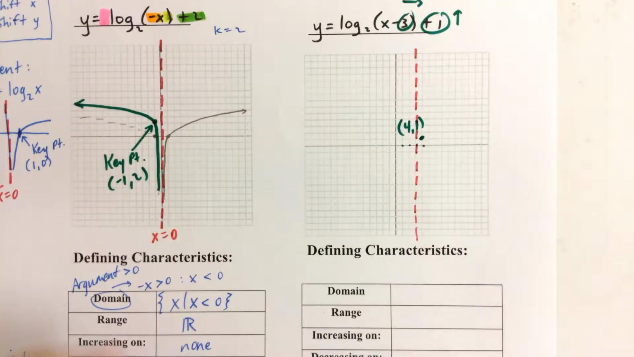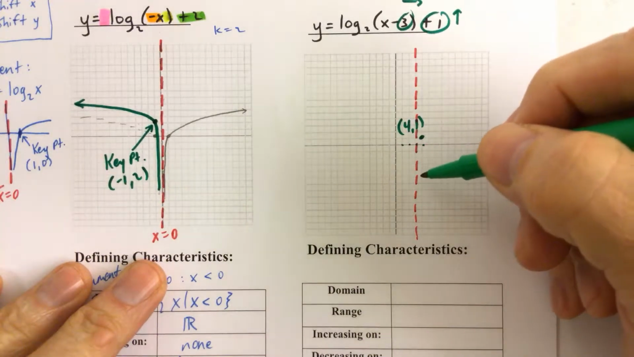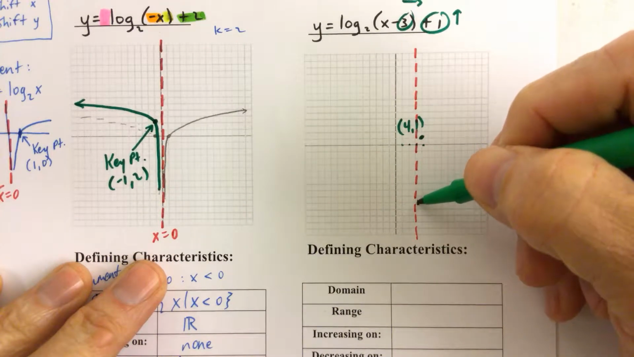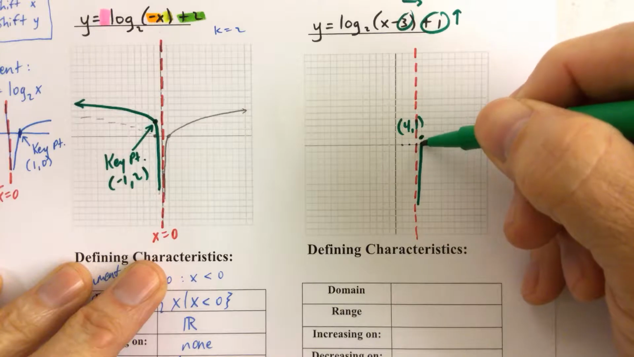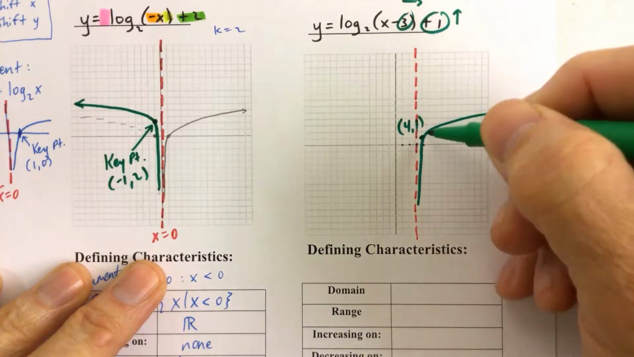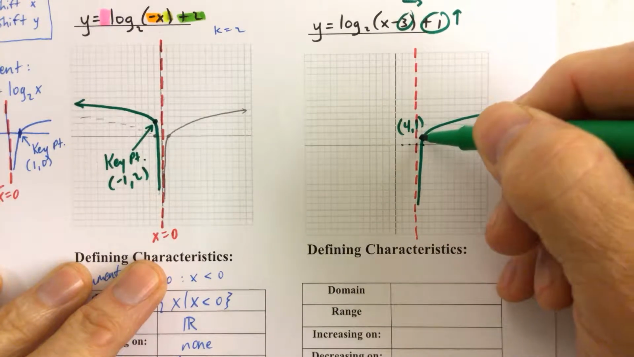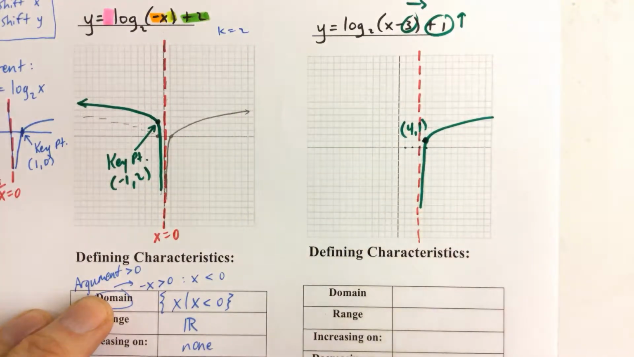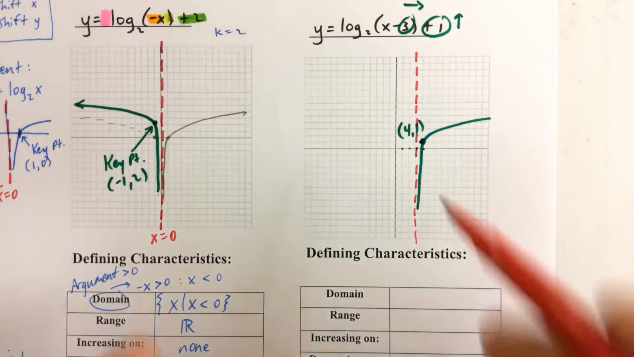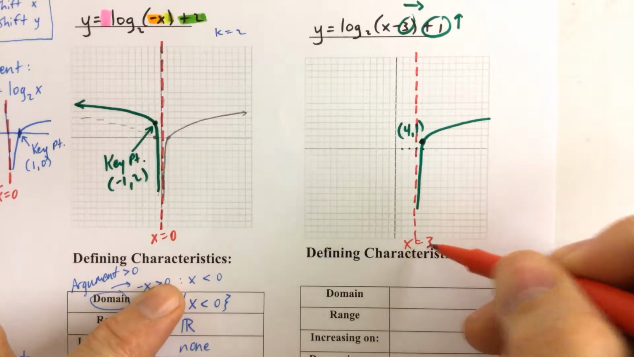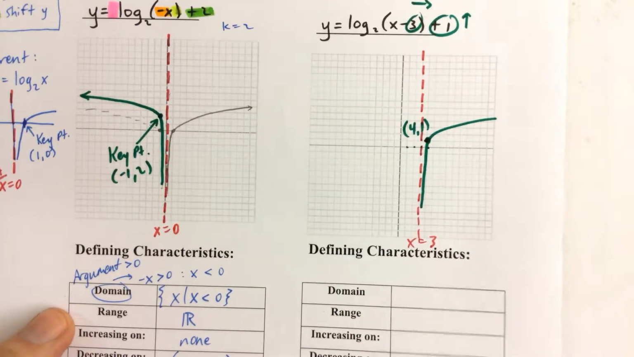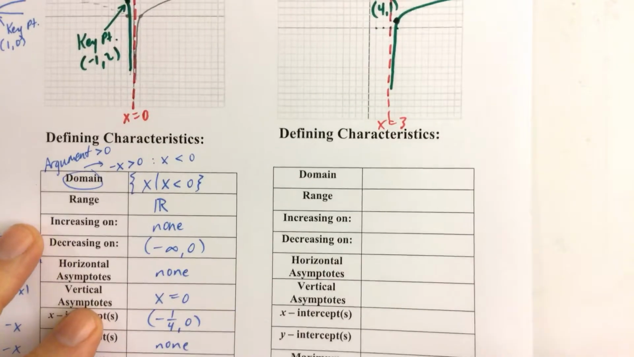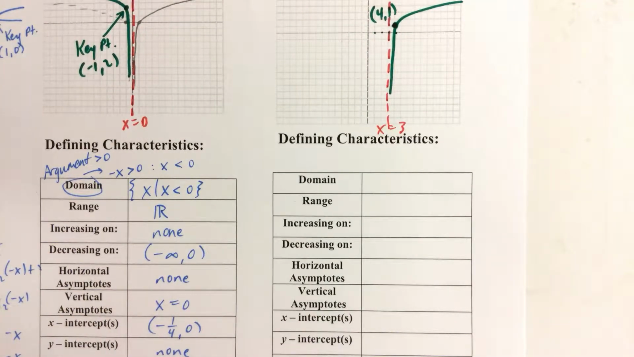It'll be easier to draw the graph because the graph looks exactly the same as log base 2 of x. Log base 2 of x comes up, goes through the key point. Always want to label the coordinates of the key point. And then you could either label your vertical asymptote here, x equals 3, or just make sure that the vertical asymptote doesn't go through the key point. Key point is never touching the asymptote.